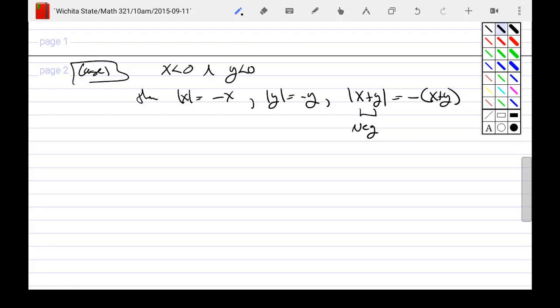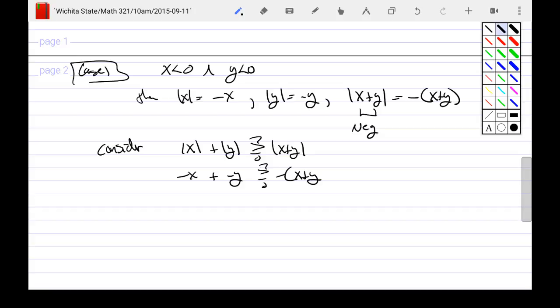Let's go ahead and consider what we were supposed to do. Is it true that the absolute value of x plus the absolute value of y is supposed to be greater than or equal to the absolute value of x plus y? Well, that's minus x plus minus y. Is this greater than or equal to minus x plus y? Those are actually equal, so this is true. It's equal to, just like the other one was equal to. All right, so now what do we know?